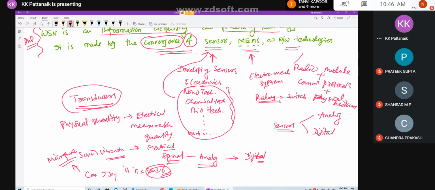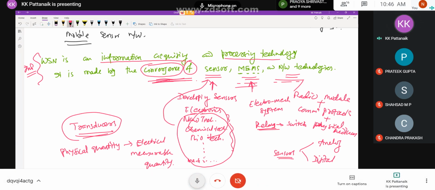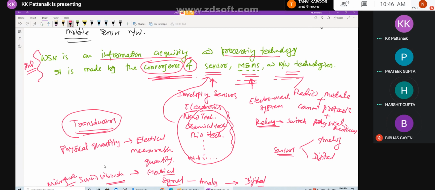Okay, so what we understood is that wireless sensor network is an information acquiring and processing technology, and it is made by the convergence of sensor technology, sensing technology, MEMS technology and network technology. So all these fields have come in, VLSI and communication, both network as well as digital communication, right? So it is a convergence of all these disciplines. Clear, students? Is it clear? Yes, sir.